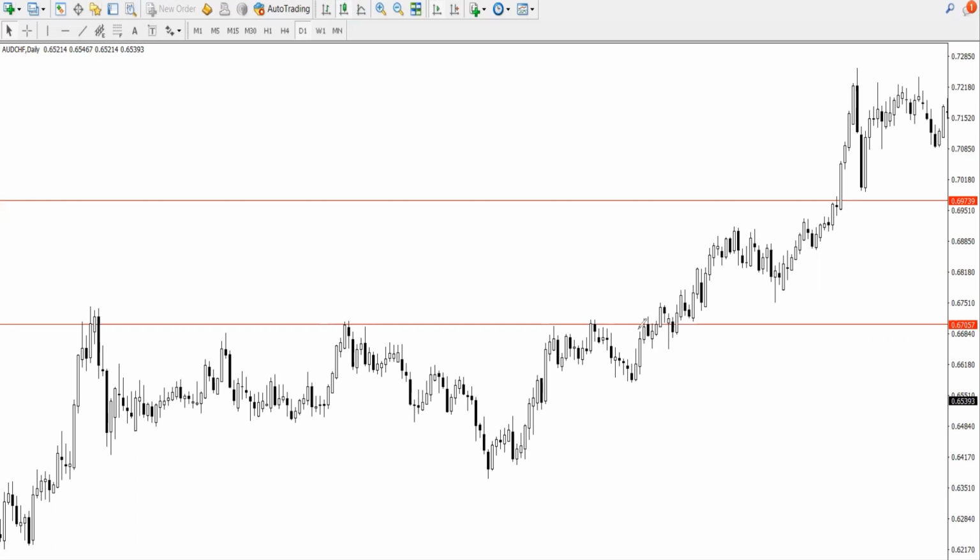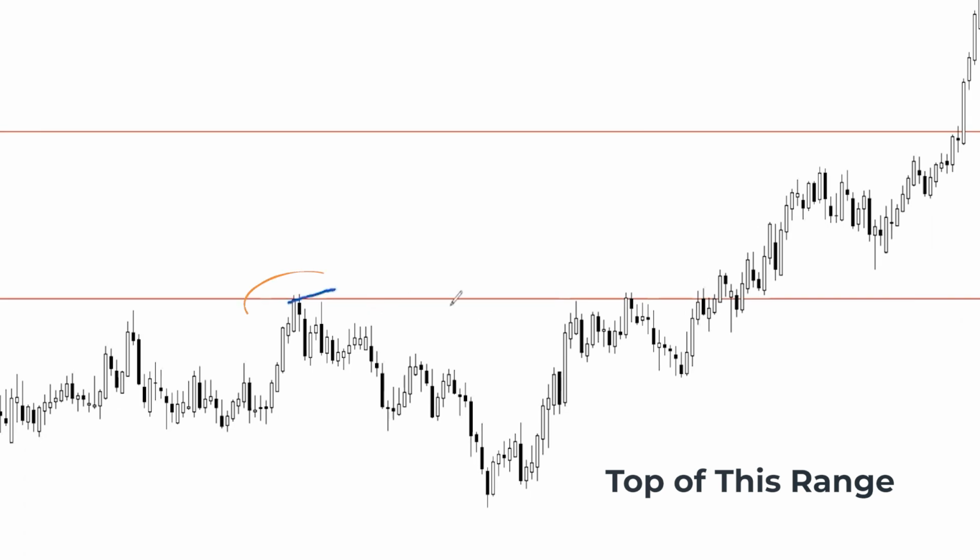We can then see that price broke through, price closing above this area here, which is the top of this range, the consolidation. And then we have this signal just here. So let's zoom in and have a closer look at the signal.